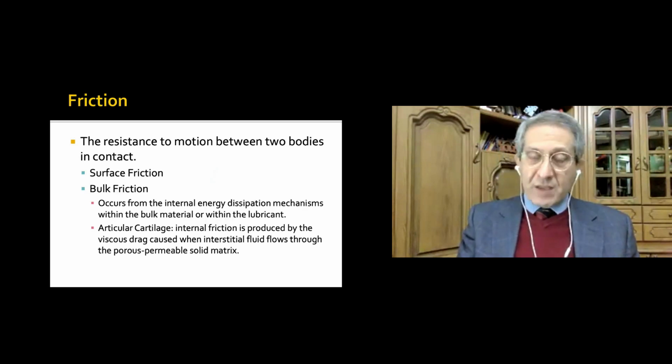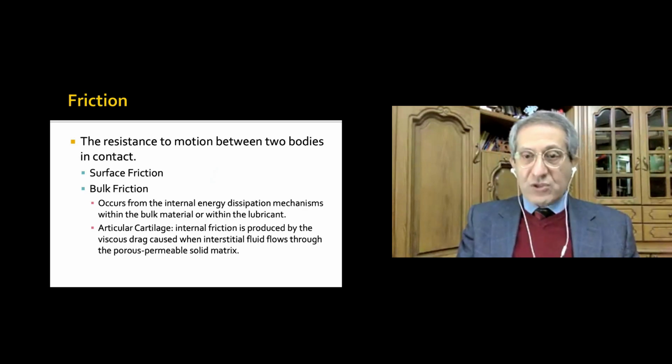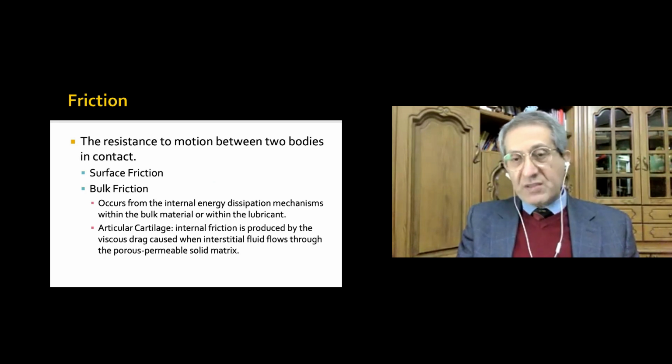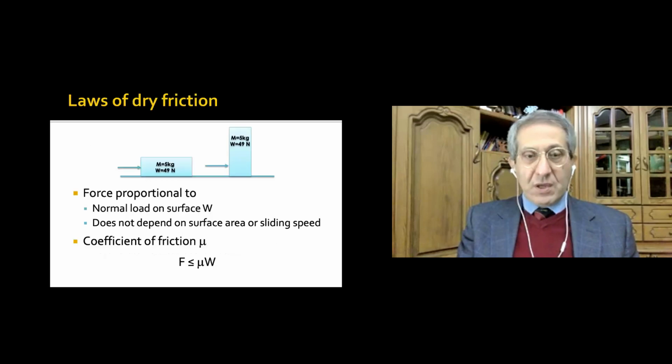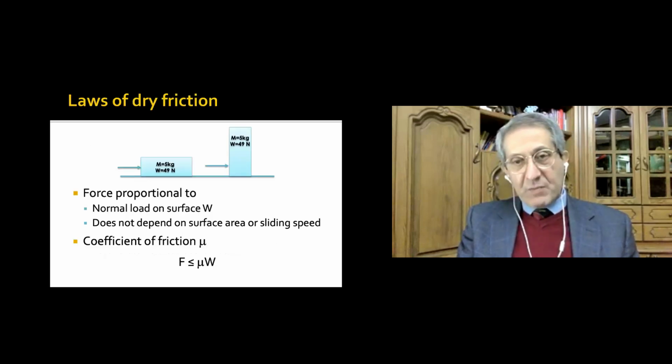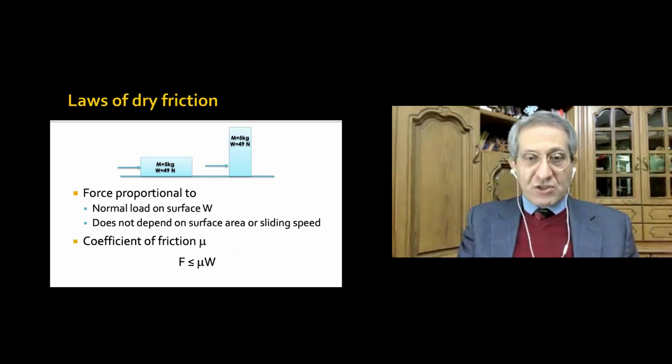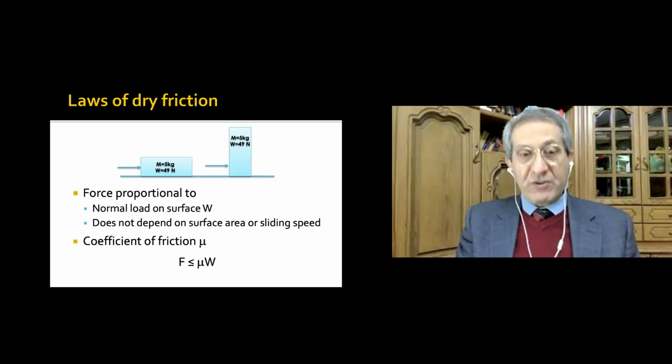There is another type of internal friction which occurs inside a material or structure and is not considered in this lecture. We have seen from the previous example that the force due to friction is proportional to the normal loads on the surface. Friction does not depend on the contact area or sliding speed of the two surfaces. Therefore, the contact area between the surfaces can be increased to reduce the pressure without increasing the friction.